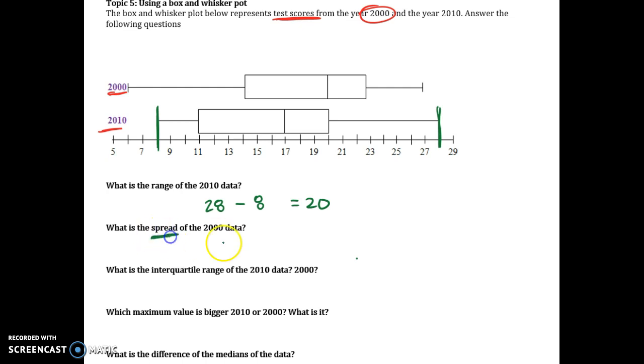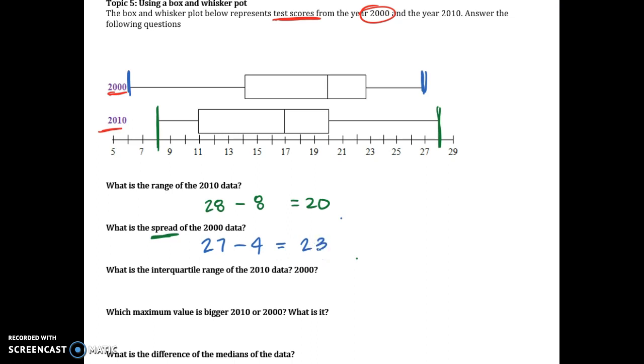What is the spread of the 2000 data? Well, if you recall, on the previous page, range and spread are basically the same thing. So let's look. The highest score here was probably 27, and the lowest score was 4. So 27 minus 4 is 23.